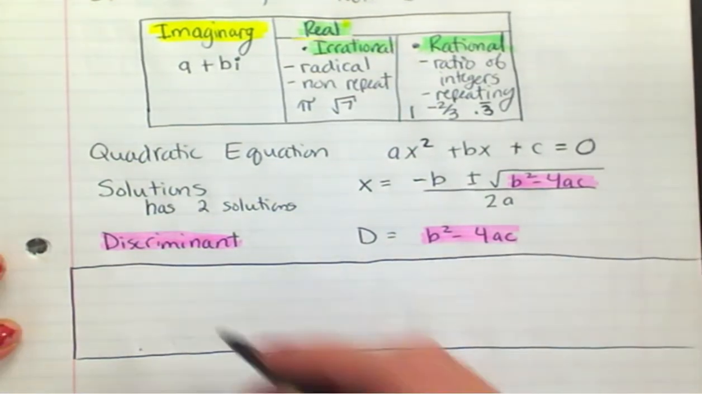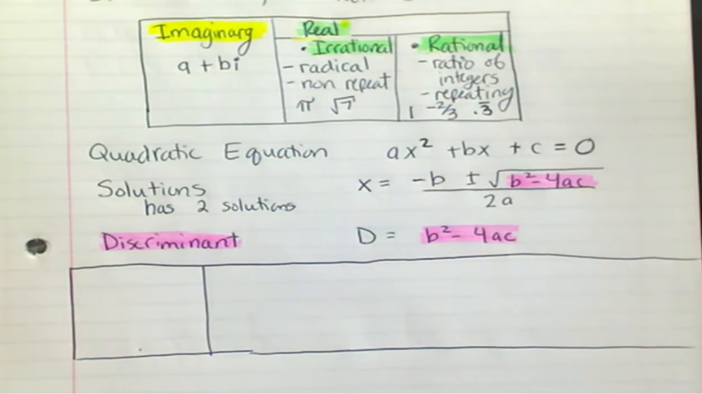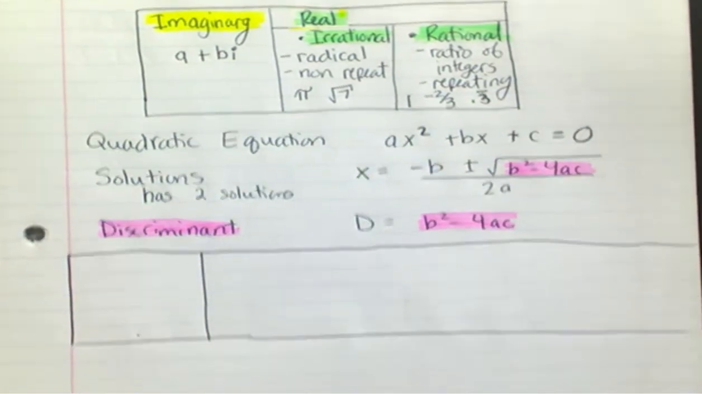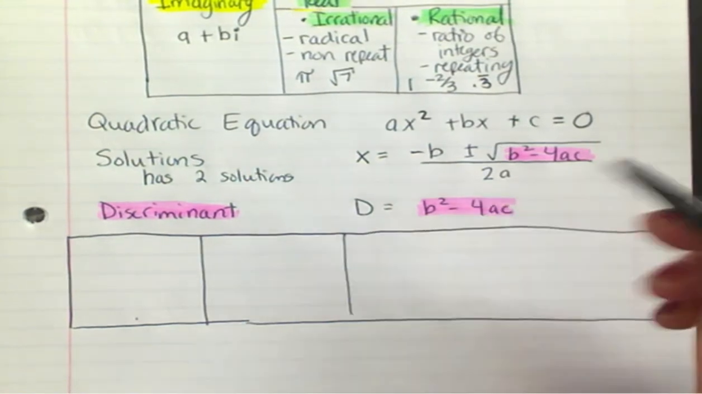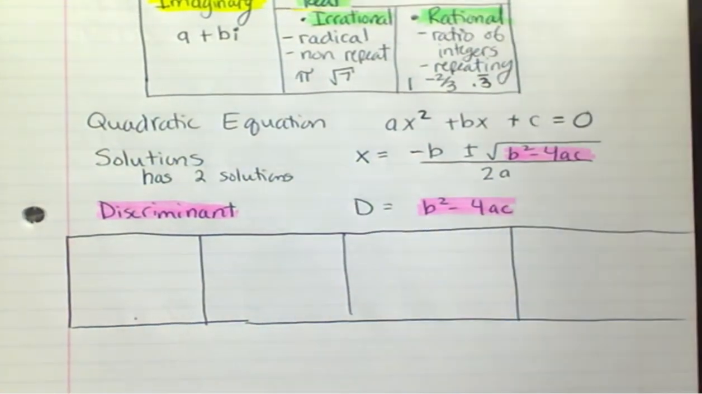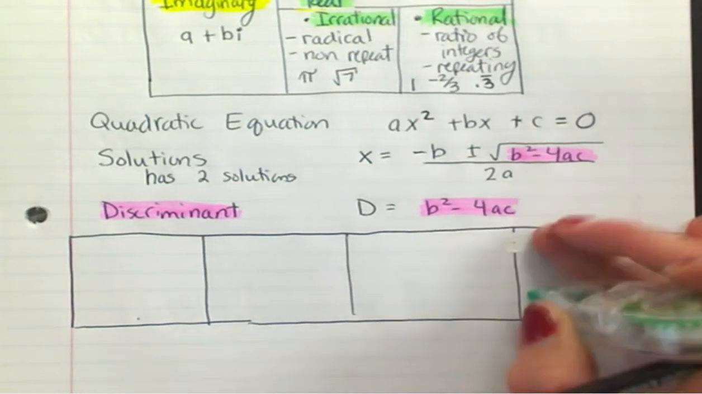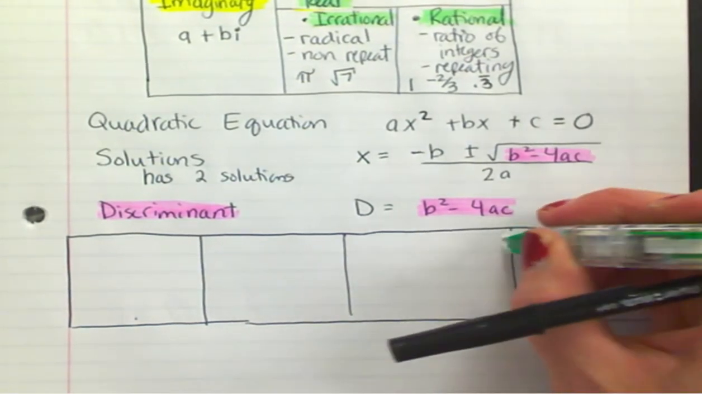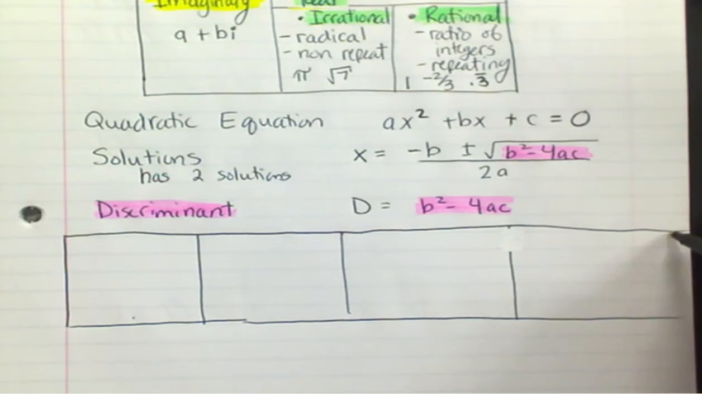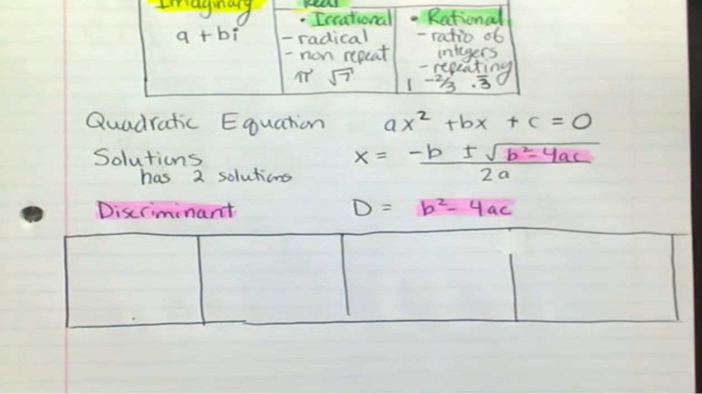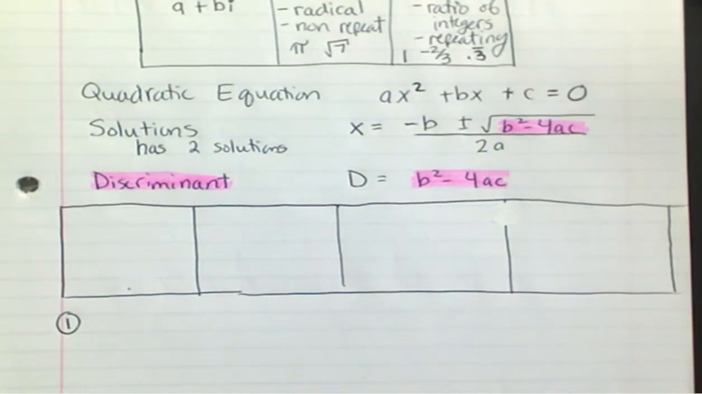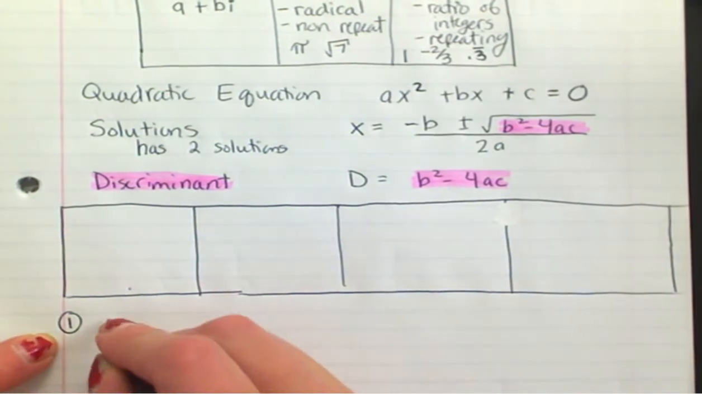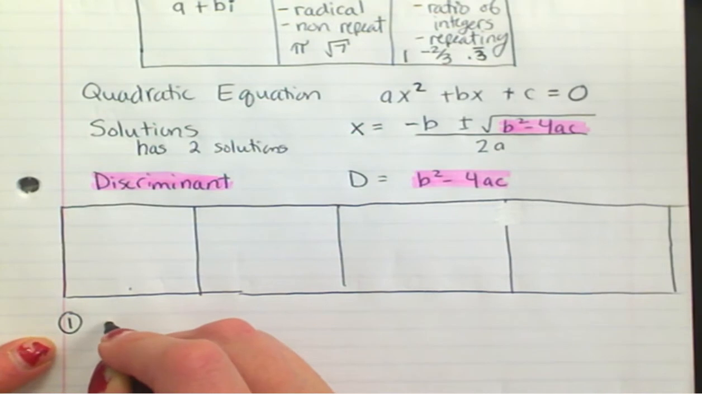Our chart needs 4 boxes. You can do the boxes however big you want. They will fit across, okay? 4 boxes. There we go. Okay, and solve.